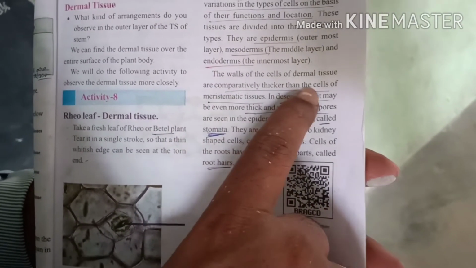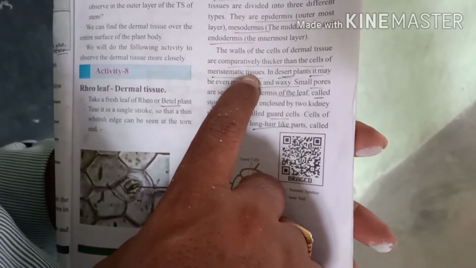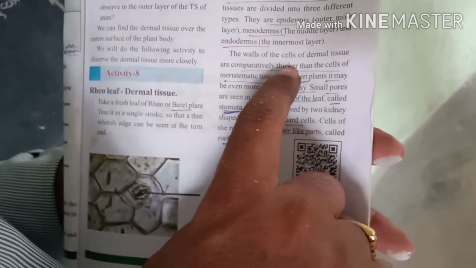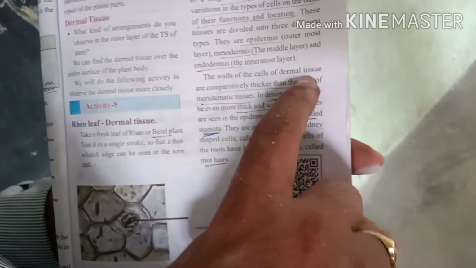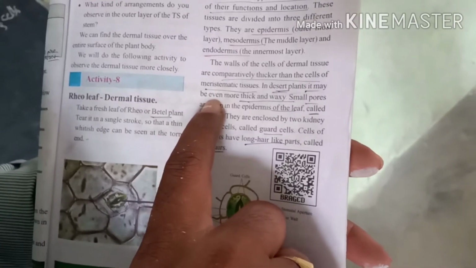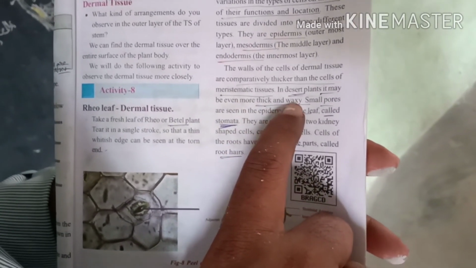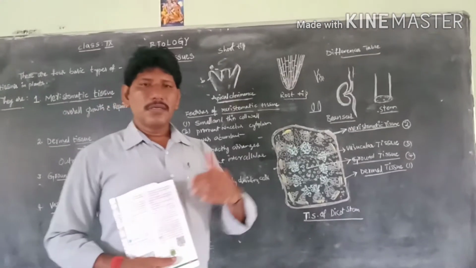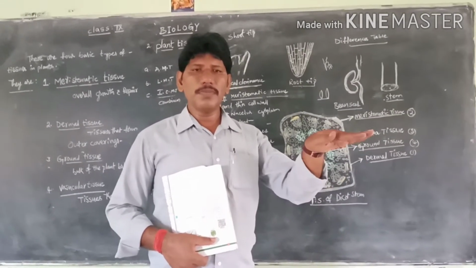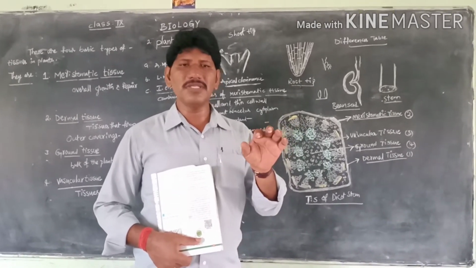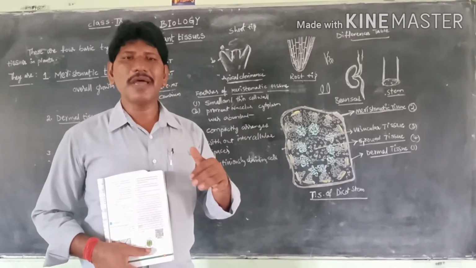Next, while we are focusing on desert plants, the walls of the cells of the dermal tissue are comparatively thicker than the cells of the meristematic tissue. When compared to meristematic tissue, the walls of the dermal tissue are thicker. Especially in desert plants, it may be even more thick and waxy. For example, in desert plants like aloe vera, the dermal tissue is thick and more waxy. Waxy means it is a wax coated layer.